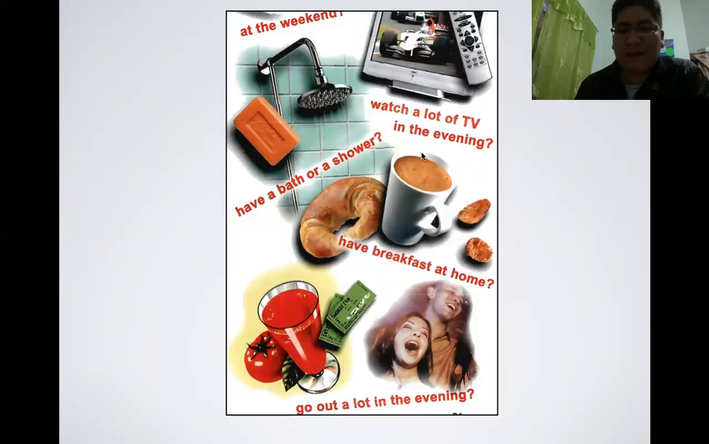Watch a lot of TV in the evening. That's today. It's not necessary to watch TV. You can watch videos on your cell phone or on YouTube, Netflix, or other platforms like that. Have a bath or shower? Yes, I have a shower. Do you have breakfast at home? Yes, mostly. Do you go out a lot in the evening? Sometimes.